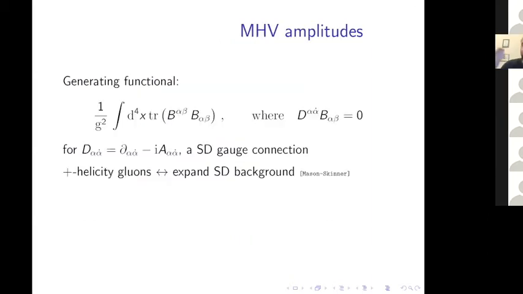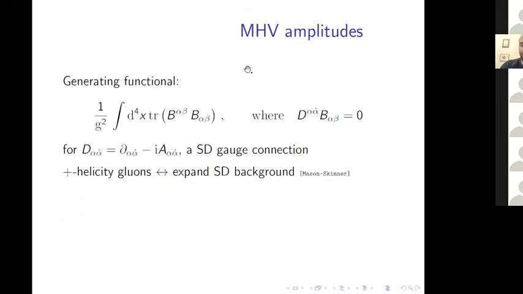Now we want to use all of this to actually compute something. So the idea is to start out on space-time, and that Chalmers-Siegel Lagrangian that we wrote down earlier gives for us a generating functional for all the MHV amplitudes of Yang-Mills theory in 4 dimensions. So remember, an MHV amplitude has 2 negative helicity external gluons and the rest positive helicity. And so the generating functional is just given by the second term in that Chalmers-Siegel Lagrangian. I've here normalized it by some powers of the coupling. That's not important. It's just trace B_{αβ}B^{αβ}.